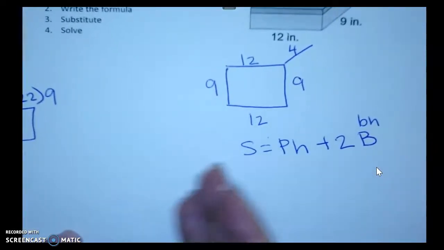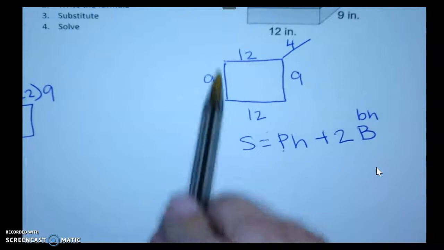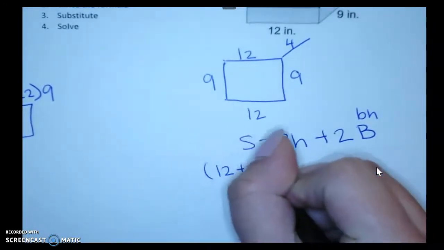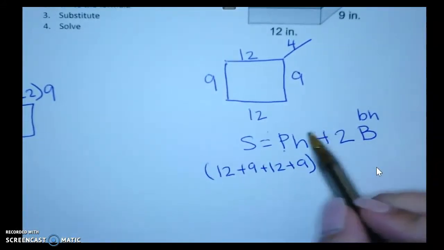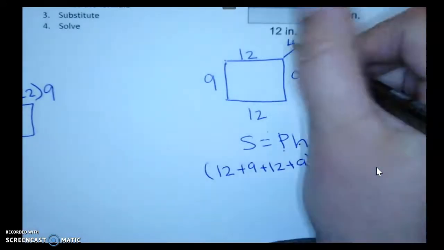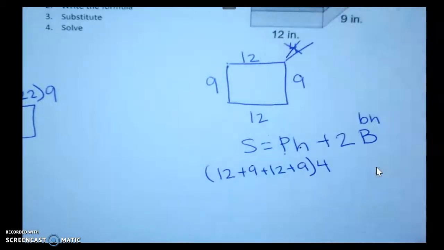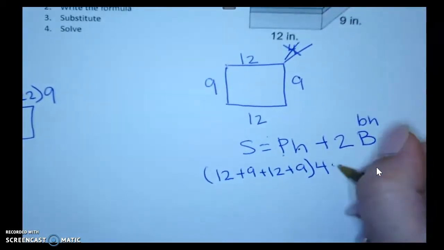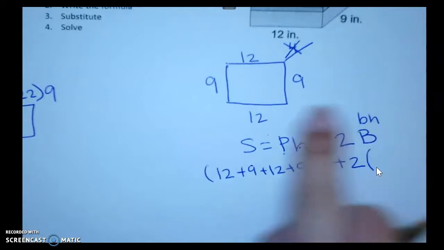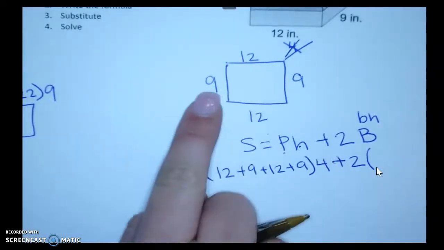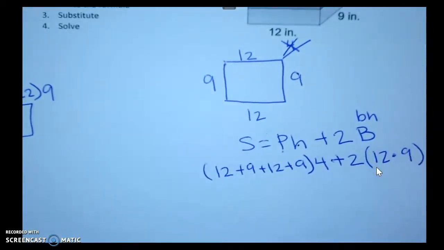All right, so now we're going to substitute in, now that we've written our formula down. So I'm going to start with perimeter. To find perimeter of this rectangle, remember you're just adding up all four sides. And then h is the height of the prism, which is this number right here. So I'm going to write 4. And then after you write that number down, I want you to put an X on it. You're not using the 4 ever again. So plus 2. And then for big B, that's base times height of the rectangle. Okay, so the base would be 12, the height would be 9, so it's just 12 times 9. And then you close.